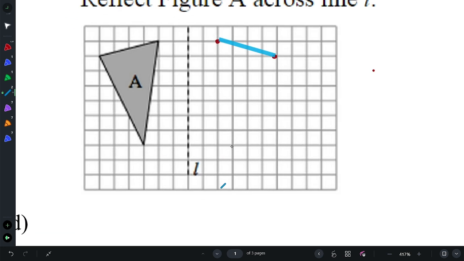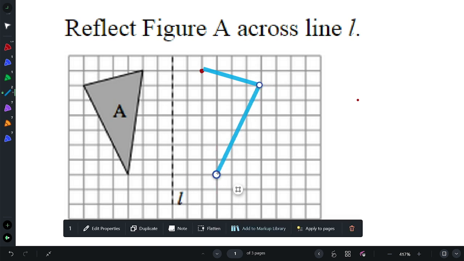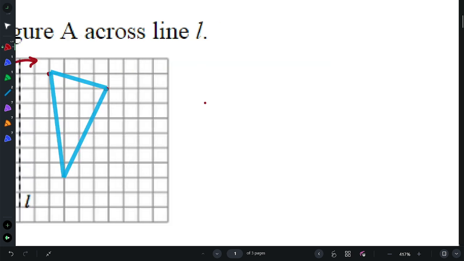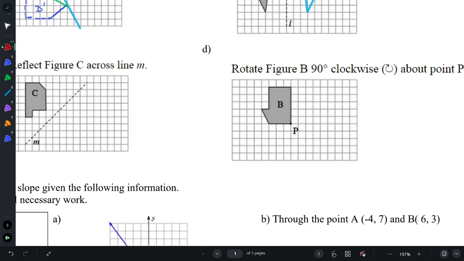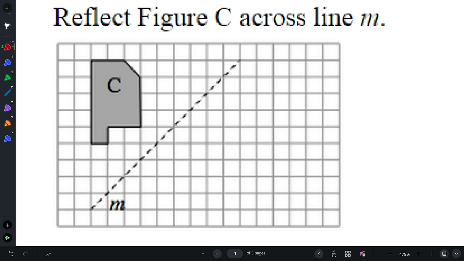So from here to here, and then from here to here. And this is what I should get when I reflect this thing across line L. Obviously, some of the problems on the test may require that you identify the coordinates of points after these reflections. This one looks tough.